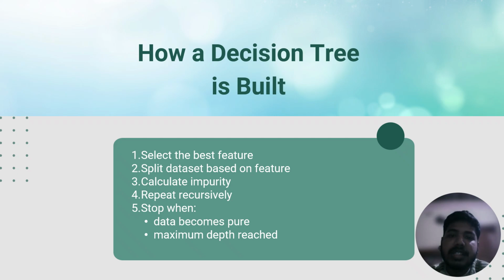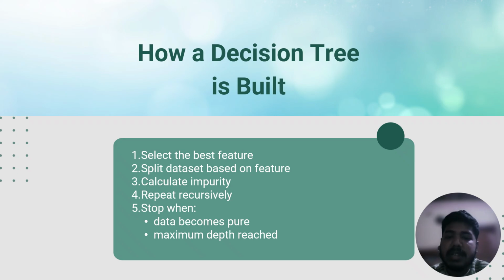Now the question is, how does the computer actually build this tree? It follows a smart recursive process. First, it selects the best feature to split the data. Then it divides the dataset based on that feature. It calculates the impurity, basically how mixed or confused the data is in each group. It repeats the splitting process again and again on the new subgroups. It stops when the data in a group becomes completely pure or when it reaches the maximum allowed depth of the tree.